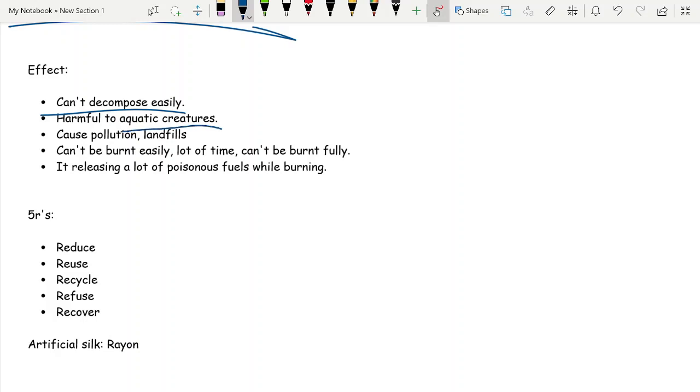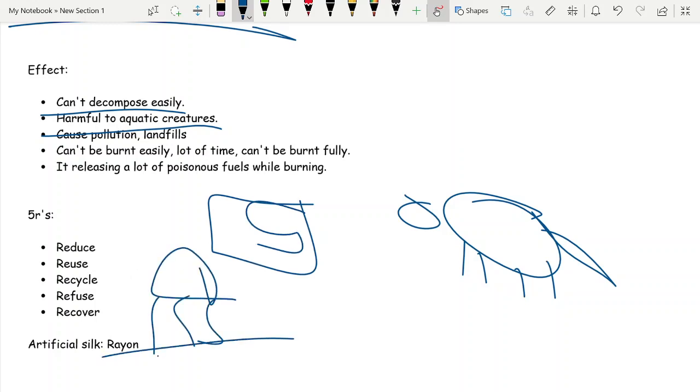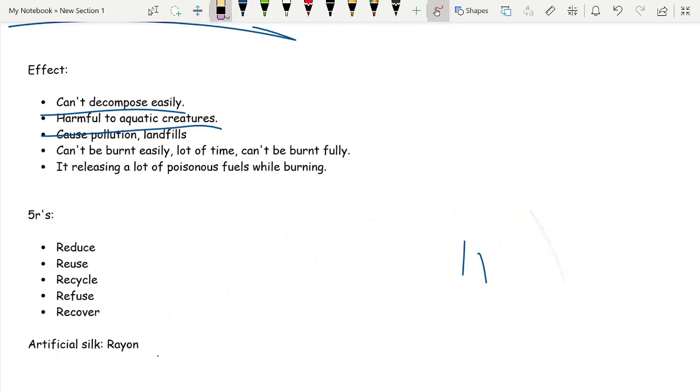and it becomes harmful to aquatic creatures because they think that, let's take a tortoise for example. When a tortoise sees a plastic bag, it thinks it's a jellyfish, and tortoises love to eat jellyfish, so they basically eat the plastic and then they end up dying, or even worse, they suffer and die, or they just suffer. So that's why it can be harmful to aquatic creatures, and we have seen millions of aquatic creatures die because of our needs, which is not good.